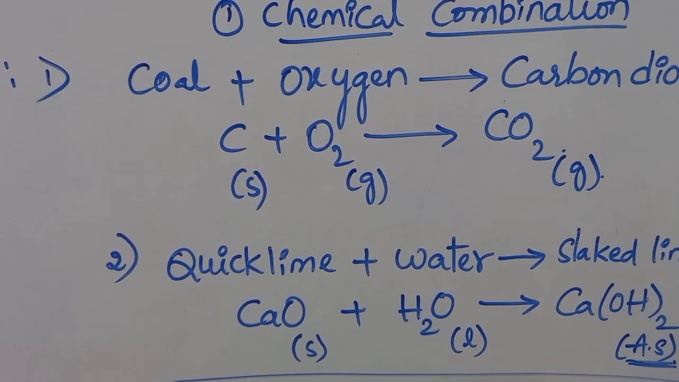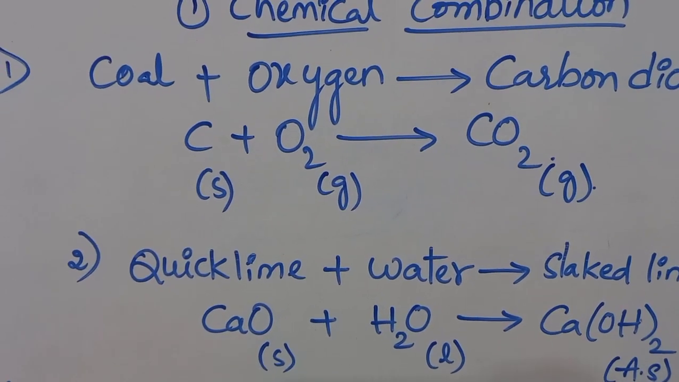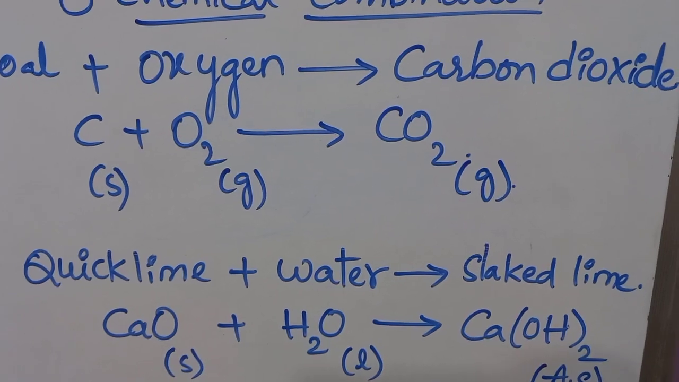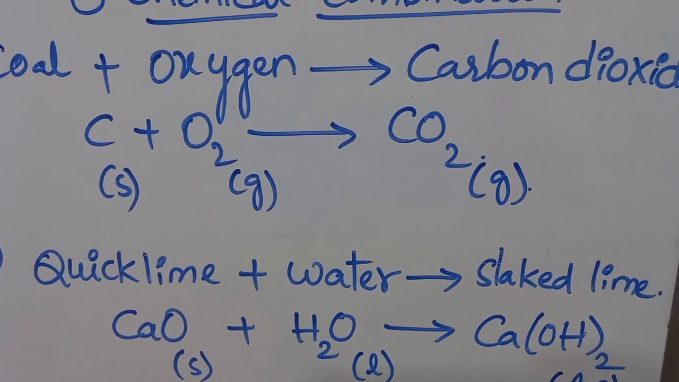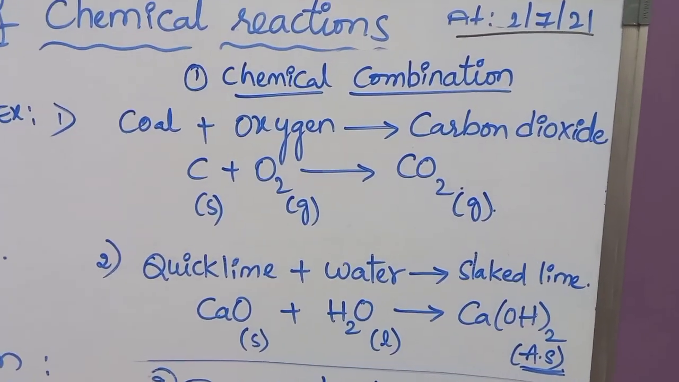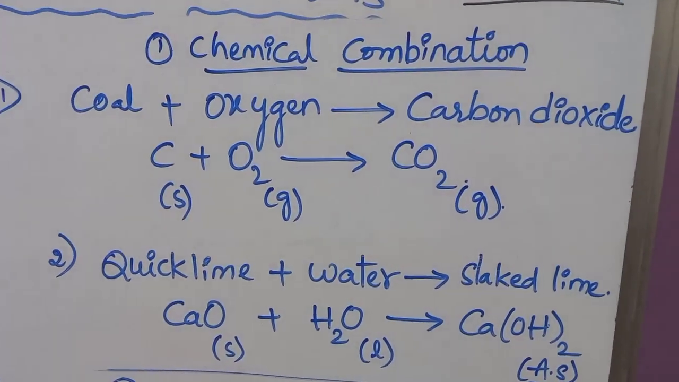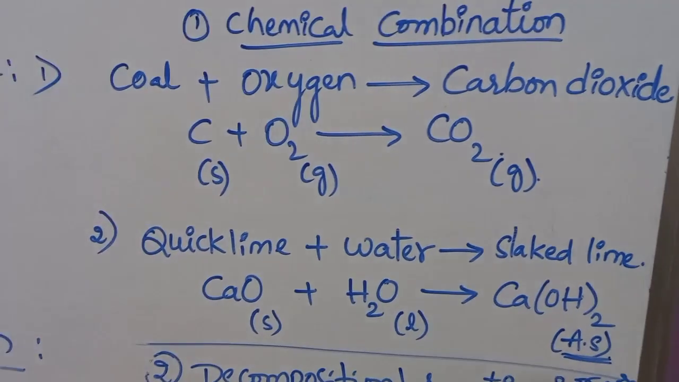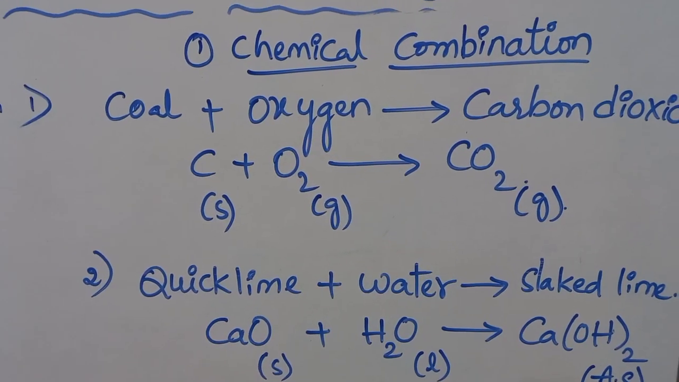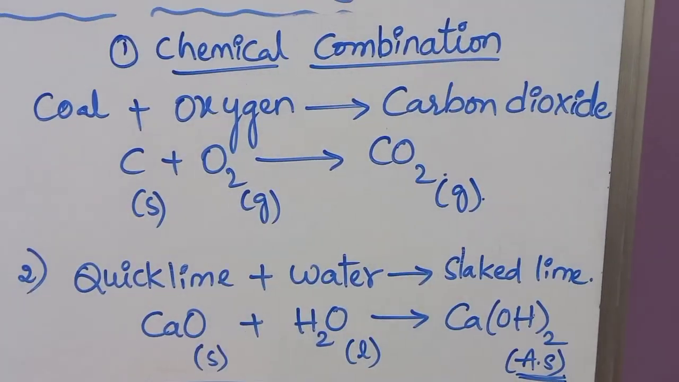We should write it as S in the bracket. O2, that is oxygen, is in the gaseous state. So we will write G in the bracket, and CO2, carbon dioxide, also exists in the gaseous state. So we write G in the bracket. So we have to see here how many products are formed in this equation. So only one product is formed. The reactants may be any number, either 2 or 3. Any number of reactants may be present, but only one product is formed.